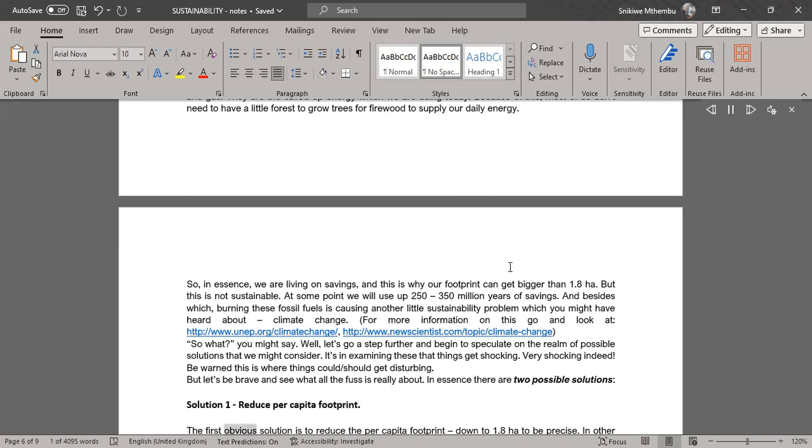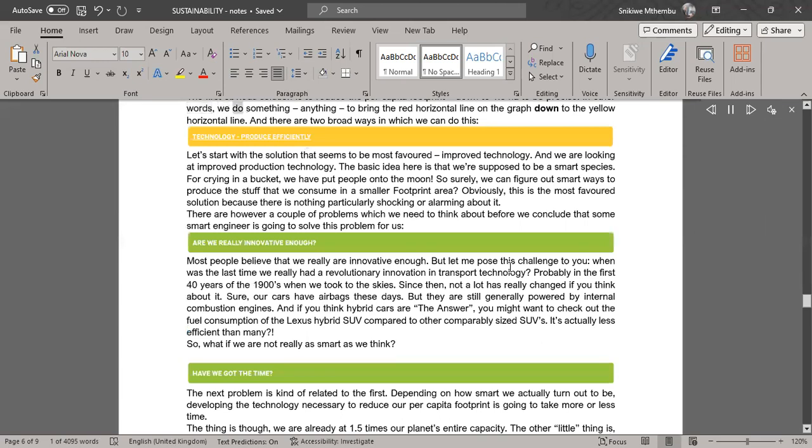The first obvious solution is to reduce the per capita footprint, down to 1.8 Ha to be precise. In other words, we do something, anything, to bring the red horizontal line on the graph down to the yellow horizontal line. And there are two broad ways in which we can do this. Let's start with the solution that seems to be most favored: improved technology. And we are looking at improved production technology.